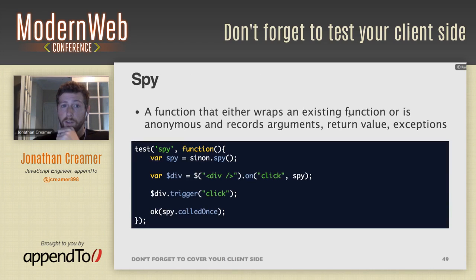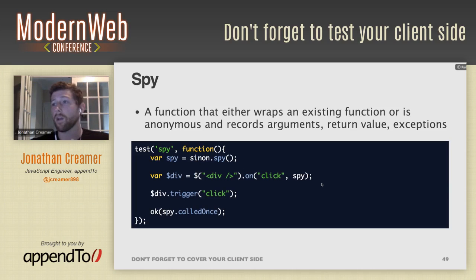So we'll start off with a spy. So a spy is a function that can wrap something that already exists, or if you just call it here, like you see Sinon.spy, you'll get back this function that you can pass into other things.